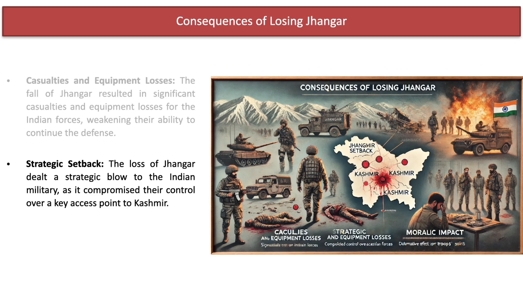The loss of Jhangar allowed Pakistani forces to gain a strategic advantage, giving them the opportunity to push further into the region and threaten other critical locations. It disrupted the Indian defensive plan, forcing a reorganization of their forces and a reassessment of their strategy in the area. This setback highlighted the high stakes of the conflict and underscored the importance of key strategic locations like Jhangar in maintaining control over Kashmir.